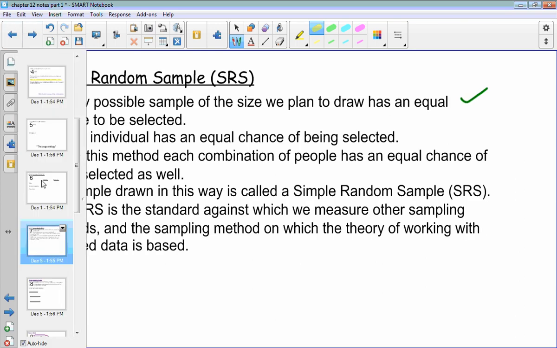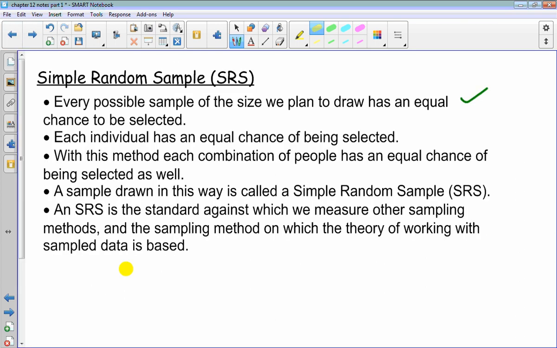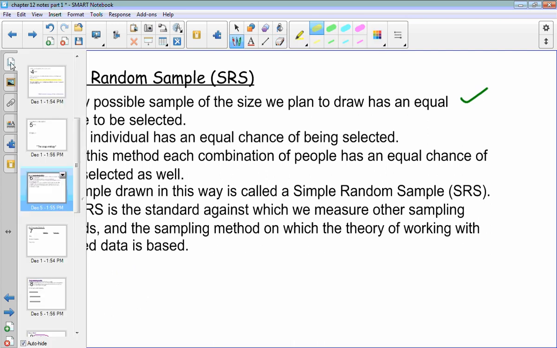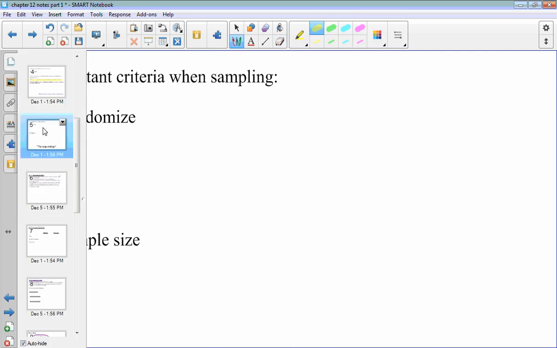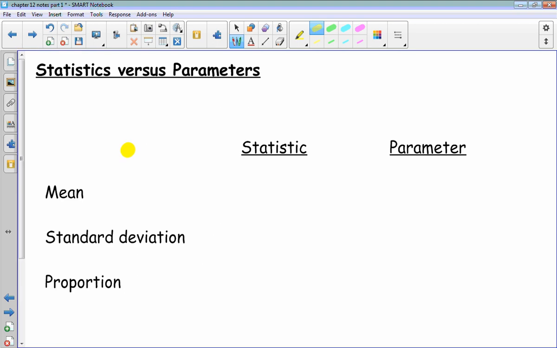The last thing I want to talk about today, before I send you on your way to read chapter 12, not this, hang on, where did it go? There we go. A statistic versus a parameter.